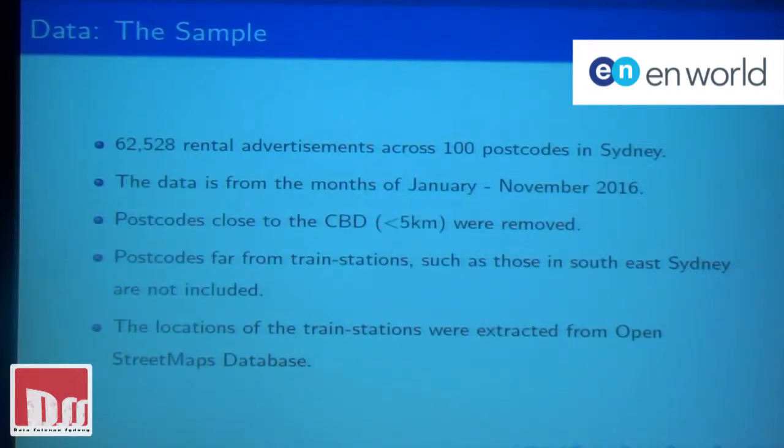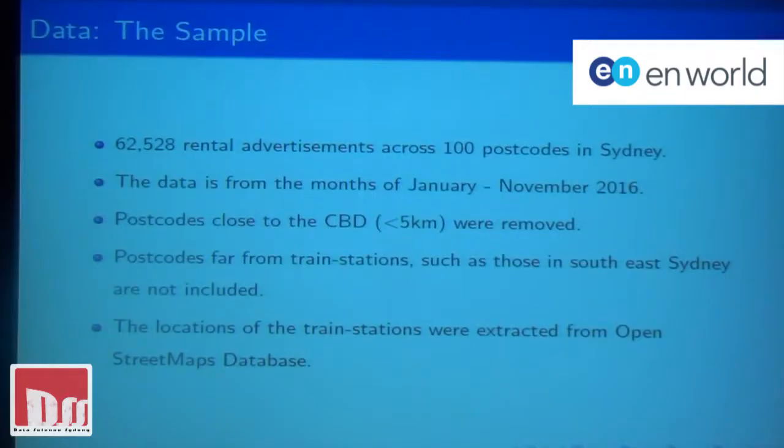So I removed that. I also removed all postcodes that are very, very far from a train station. So the whole of southeast Sydney, there's no train station there. The whole Mossman area, there's no train stations there. So again, I got rid of those suburbs because there should be no impact of living next to a train station because they're just very far from a train station.